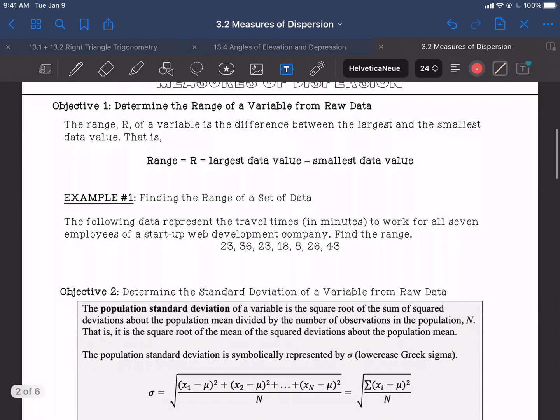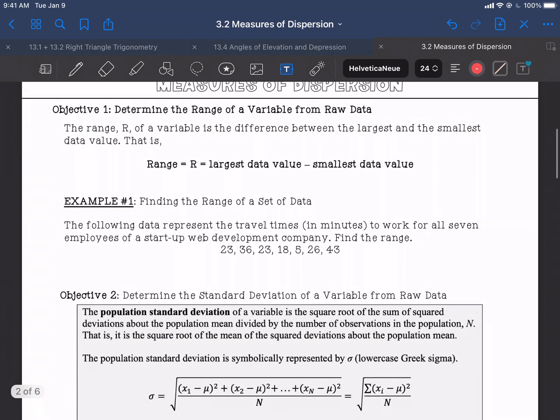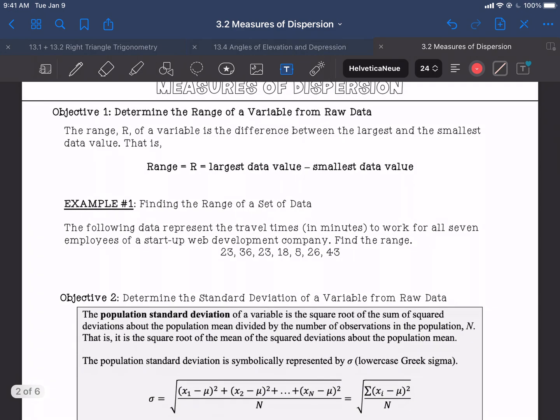Okay, so that's what we're talking about. It's kind of how spread out our data is. So here we're going to find the range. The range is represented with a capital R. It's just the difference between the largest and the smallest value. So to find the range, you just take the max value minus the minimum value.